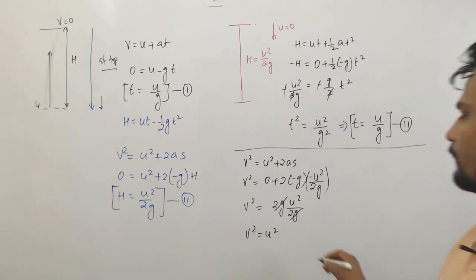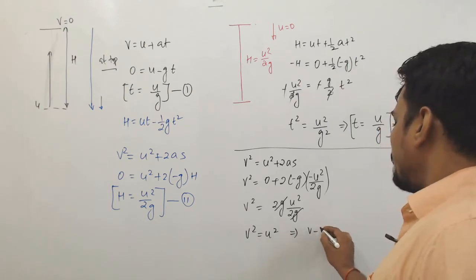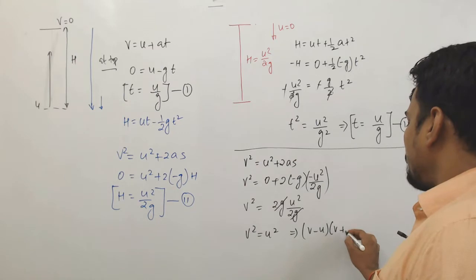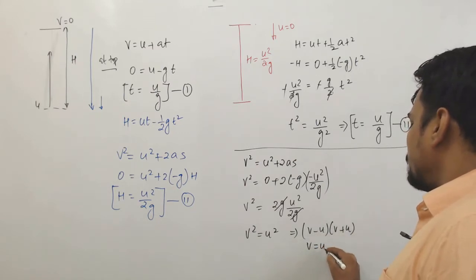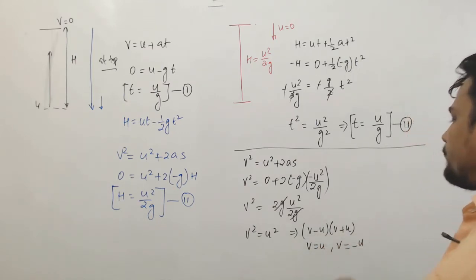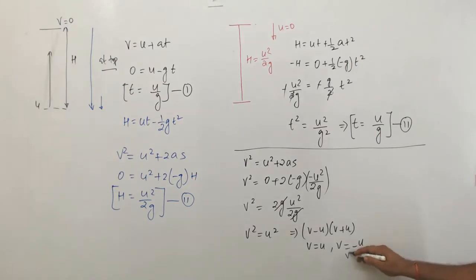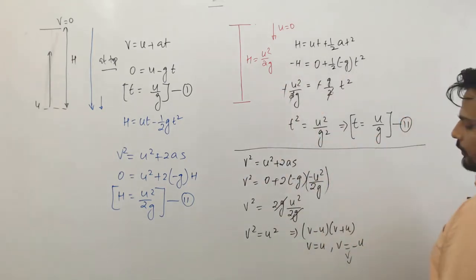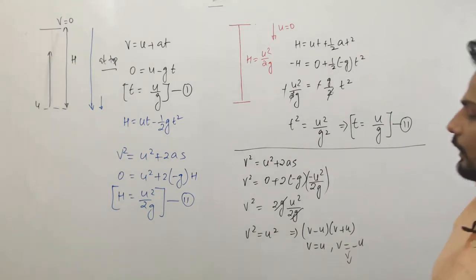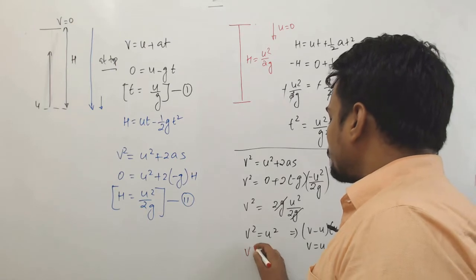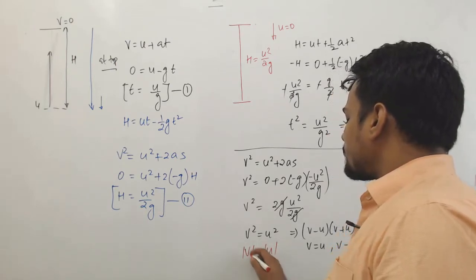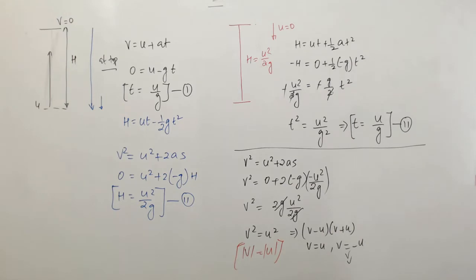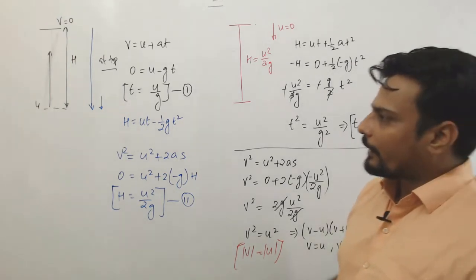All good? Now this could be seen as (v minus u) times (v plus u), that means v is equal to u or v is equal to minus u. Of course, v has to be negative of u, the reason being while coming down we choose the downward side as negative, and the upward side as positive. So you can see the magnitude: mod of v is equal to mod of u. So the velocity with which it was thrown, it will strike back with the same velocity.